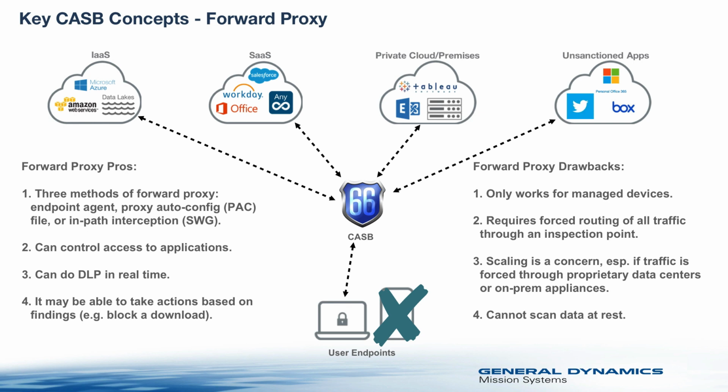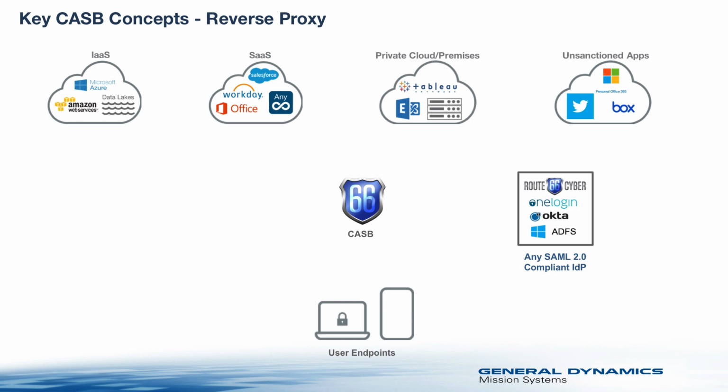Forward proxies can have scaling concerns. When traffic is forced through a proprietary data center or through an on-prem appliance or set of appliances, those can become bottlenecks and scaling concerns. And then forward proxies can't do anything about data at rest. So the third method is what we call a reverse proxy.